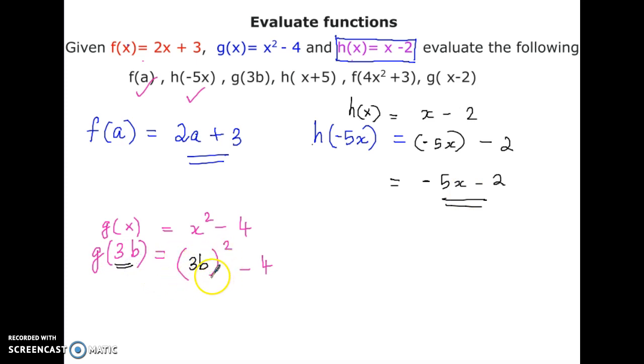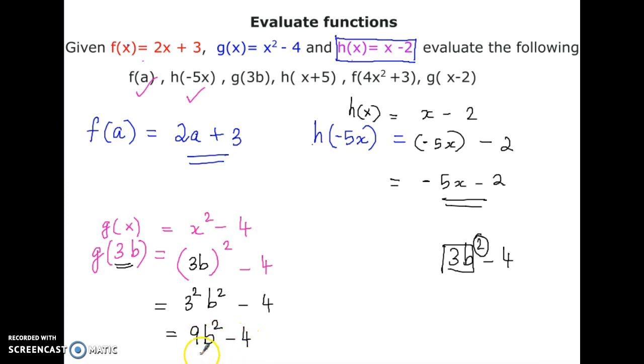So remember to put parentheses, otherwise you will end up writing 3b squared minus 4 without realizing that the square is for both the numbers. It is for both of them, for b and for 3. So always put parentheses when you're substituting and working out problems of evaluating functions. So we know that the square is for the 3 and the square is for the b, and minus 4, and we know that 3 squared is 9, so 9b squared minus 4. Again, since they're not like terms, we are done, and that's our final answer.